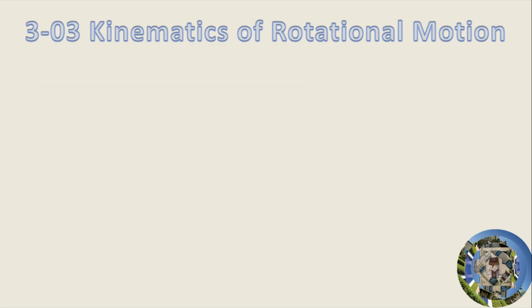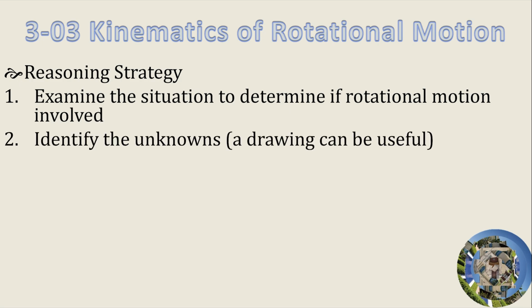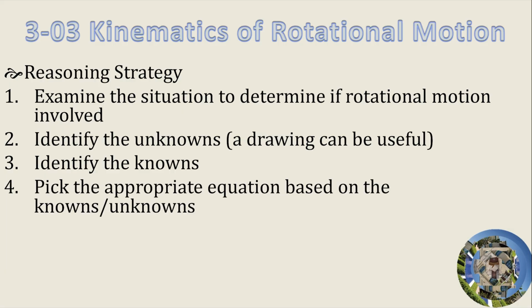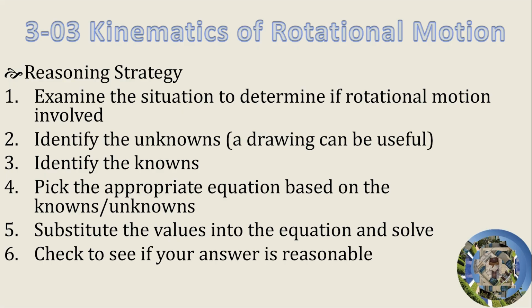So our reasoning strategy. First, examine the situation to determine if rotational motion is involved. Then identify the unknowns. Drawings could be useful. Identify the knowns. Pick an appropriate equation based on the knowns and unknowns. Substitute those values into the equation and solve. And check to see if your answer is reasonable.